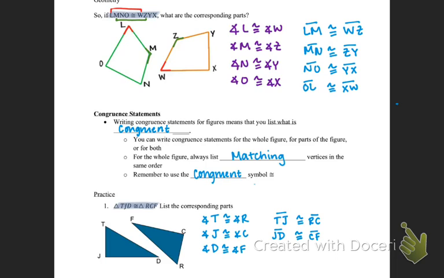Or excuse me, J and C still match. F and D still match. And then the last one, DT, is still going to be congruent to FR in that order because D and F match, T and R match.